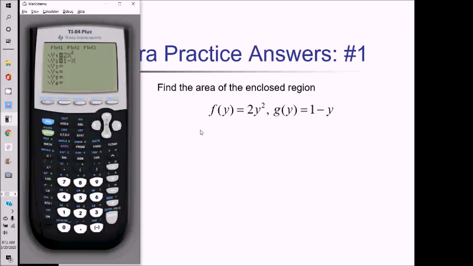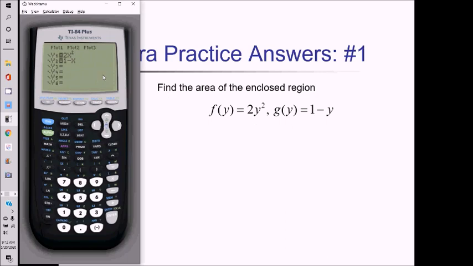So the first thing I'm going to do on my calculator is enter these in my y equals as 2x squared and 1 minus x. Now I know these are in terms of y, not x, but it turns out we can use this setup for quite a few things on this problem anyway. So let me go ahead and just graph those.